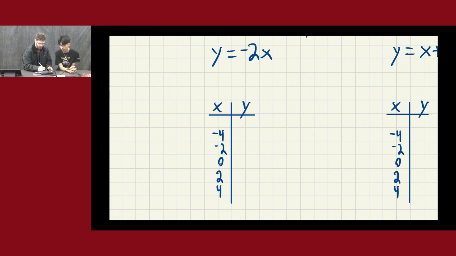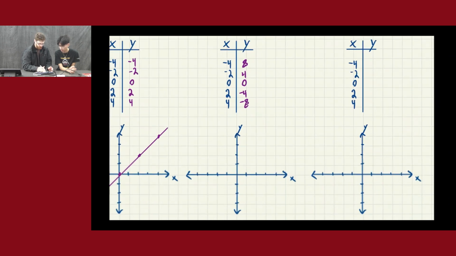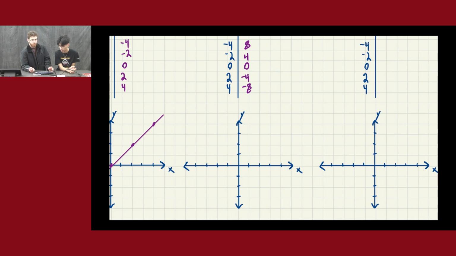So y equals -2x. For 4, that's going to be -8. For -4, that's going to be 8. For -2, that's going to be 4. For 0, it's 0, and for 2, -4. You just apply that function to each one, and then you plot it. Well, -4, 8 is outside of what I drew on the graph. So let's just plot -2, 4 first, then 0, 0, and then 2, -4. Again, we can't reach 4, -8 or -4, 8, but we already have enough.